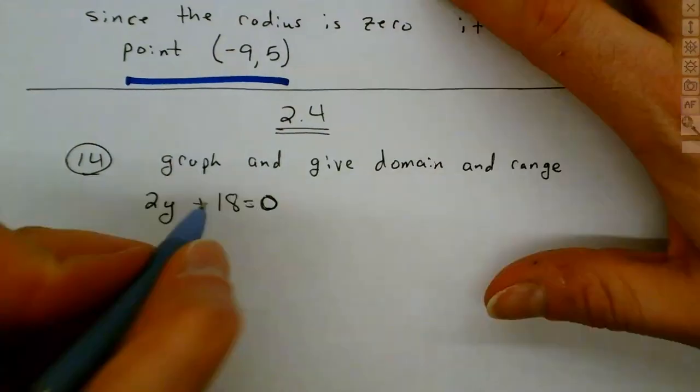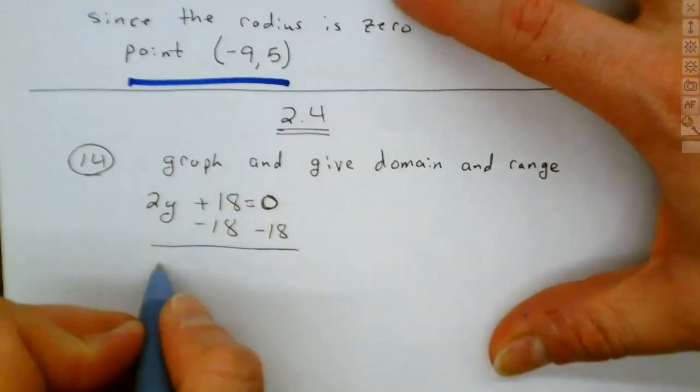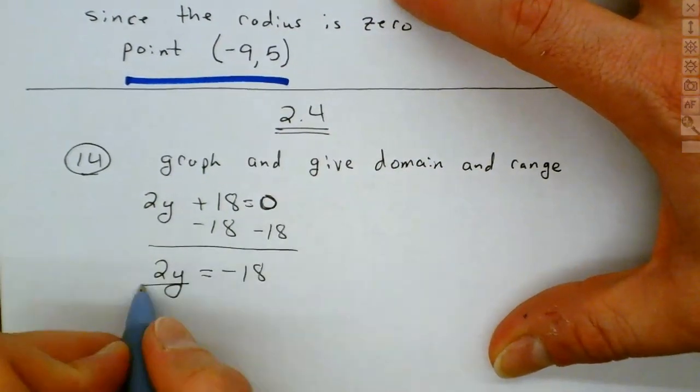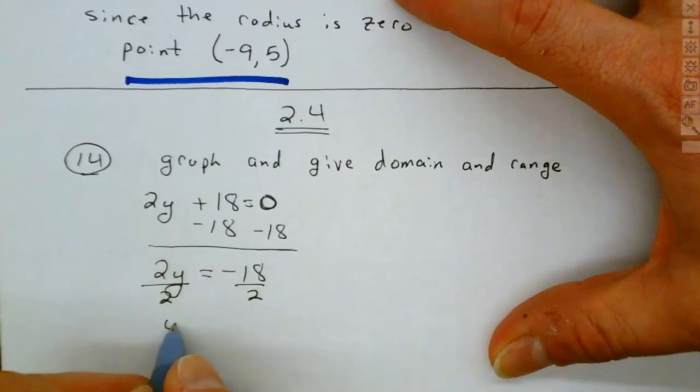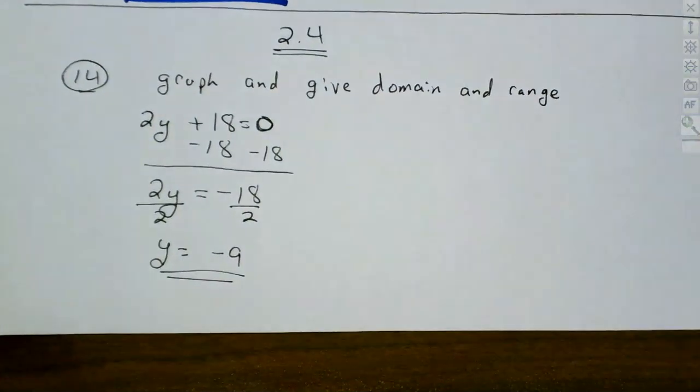So I'm going to begin by moving that 18 over. And that leaves you then with 2y equals negative 18. We'll divide by our 2, and so y now equals negative 9. How do I graph y equals negative 9?